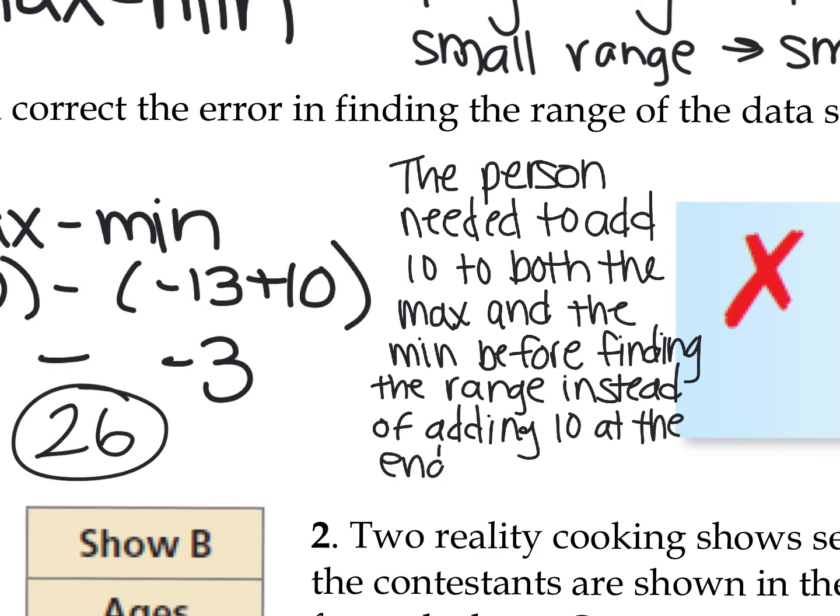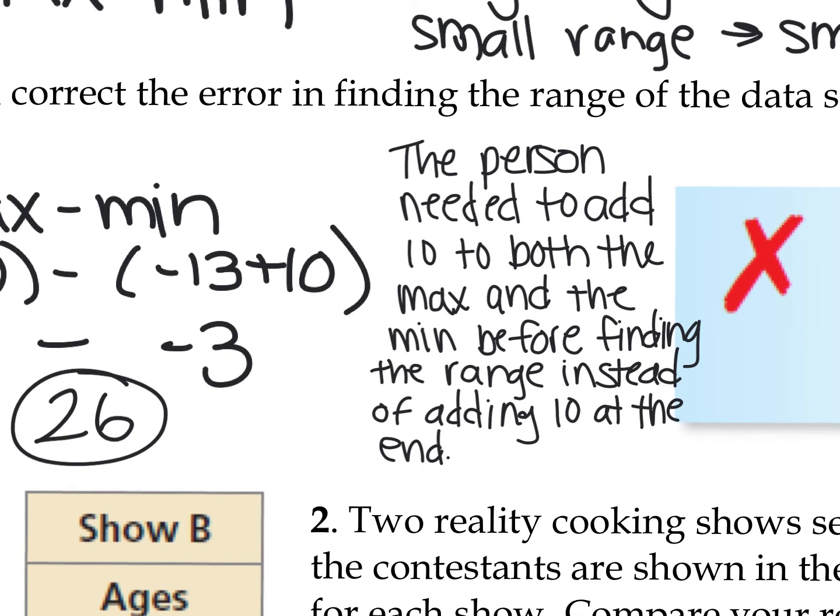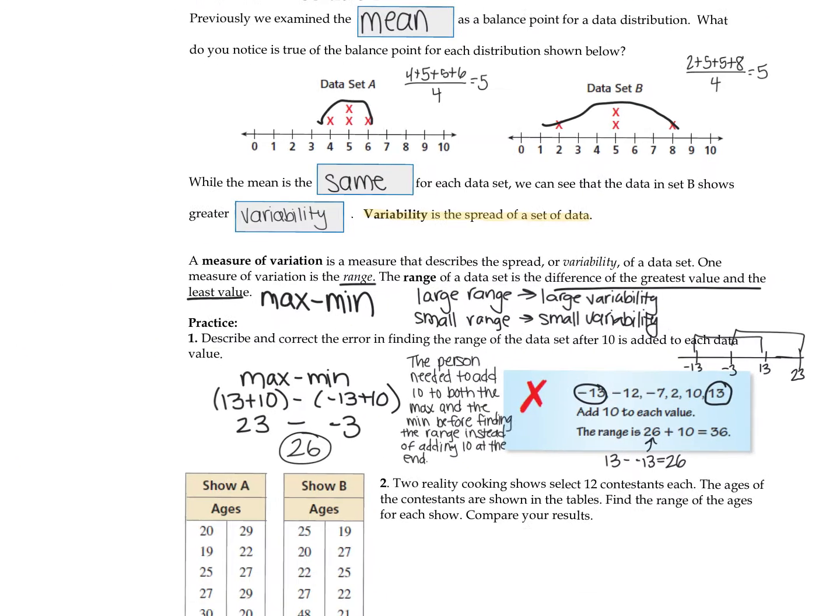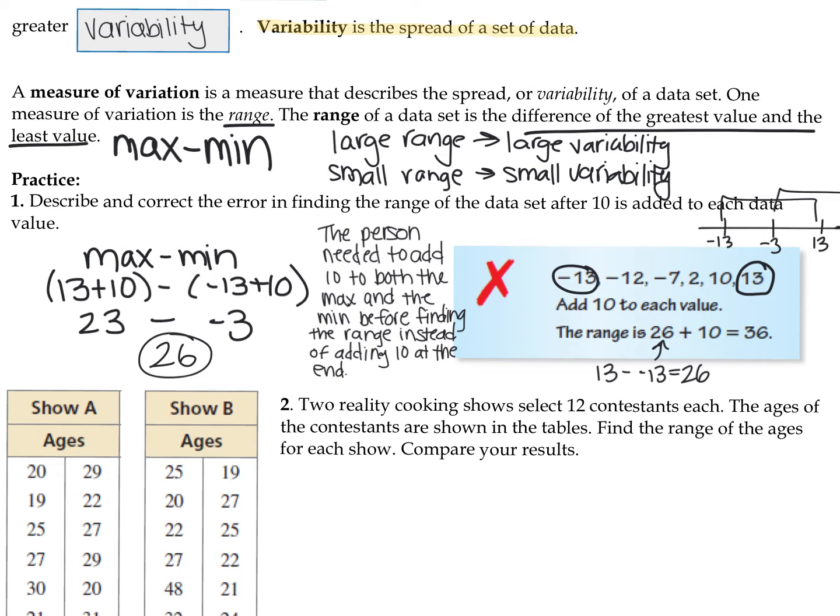Because again, what they did was they found the range and then they added 10 to the range, not to the data points. They added 10 to the range, which means they essentially made the range wider, and they spread the data out even more, when really the data wasn't getting more spread out. The numbers were just changing, but they were still the same distance apart.